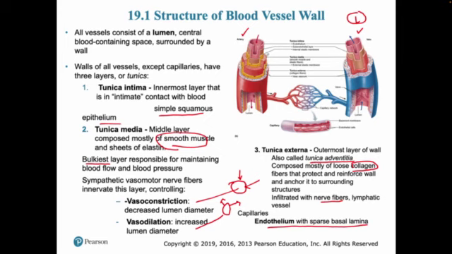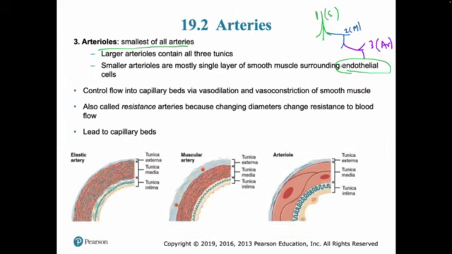So that's the difference. The tunica intima is pretty much the same, but in arteries the media is thicker, while in veins the media is thinner. In arteries the externa is thinner, but in veins the externa is thicker, right? That is made up of collagen fibers.